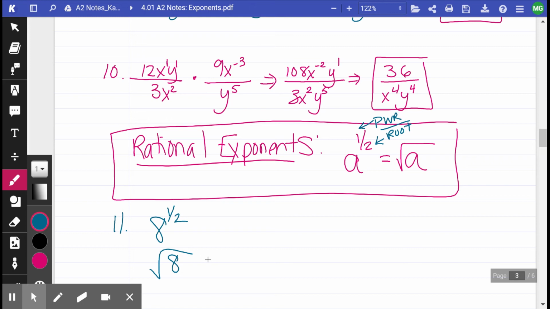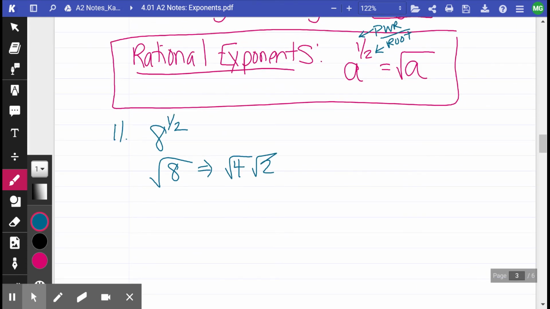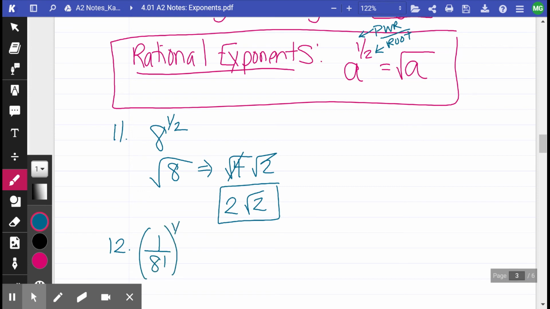So in simplest radical form, we would take out the largest perfect square, which is 4, and the square root of 4 is 2. So we would get 2 rad 2. Let's do 1/81 raised to the 1/2 power.